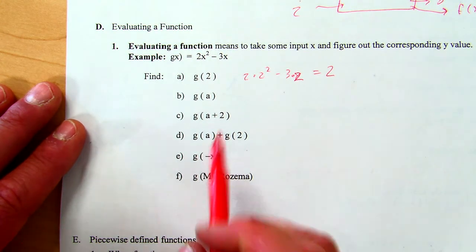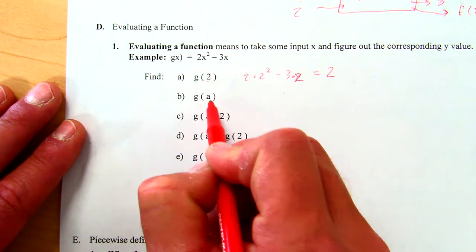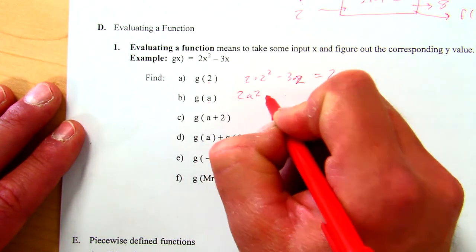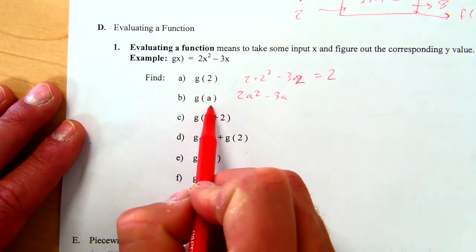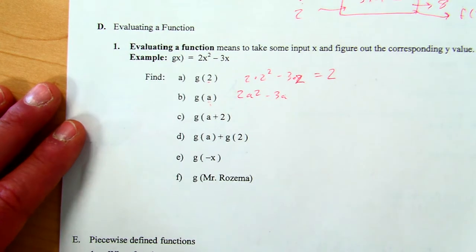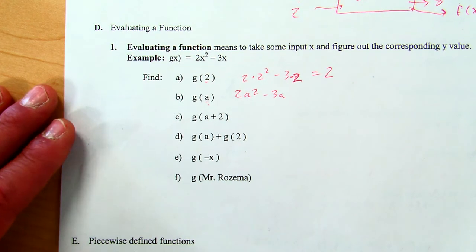For each one, you're just going to take the number that's in parentheses and plug it in. So here I would have 2a squared minus 3a. Just take whatever's in parentheses and plug it in. Pause the video, plug the rest of them in, see what you get, and we'll talk about it in class.